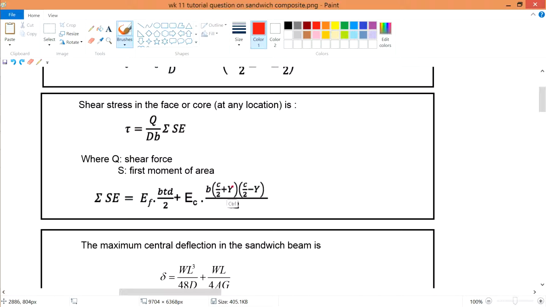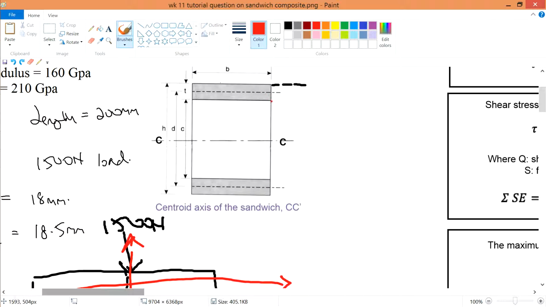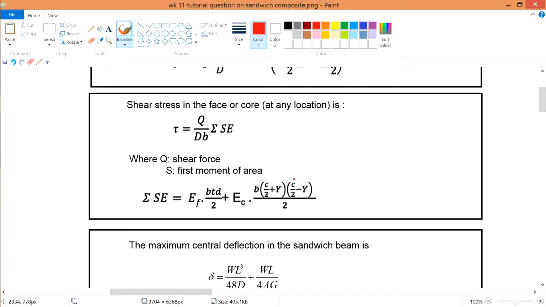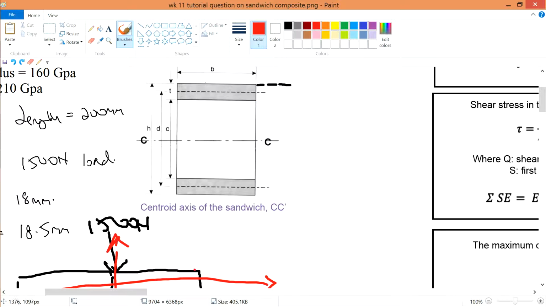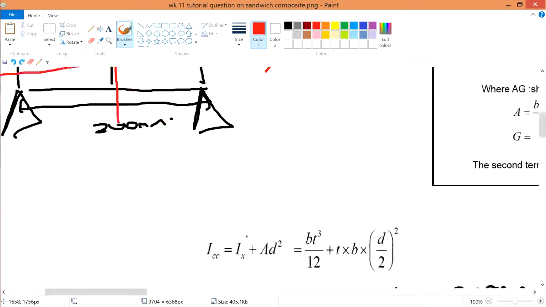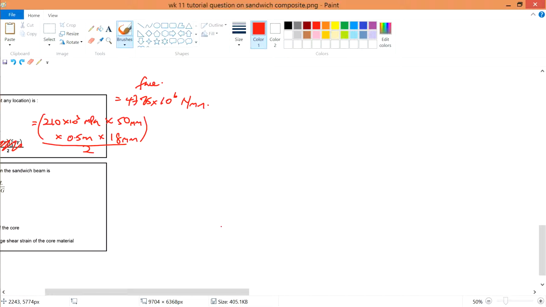So for the core, the y distance is actually this one. I think it all makes sense already. This is the core, this is the face. If you want to find the core, you just find for the core itself. For the face, you find for the face. If it's everything, then you find everything. Hopefully you're clear of it. In this case, the lecturer finds for the face, and this is why we're calculating for the face only. And we have the values as shown here.